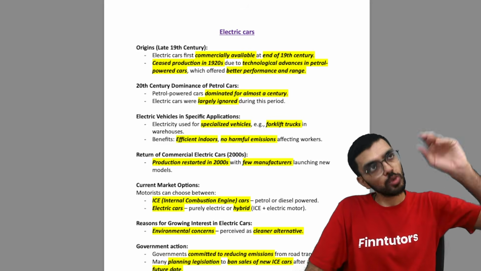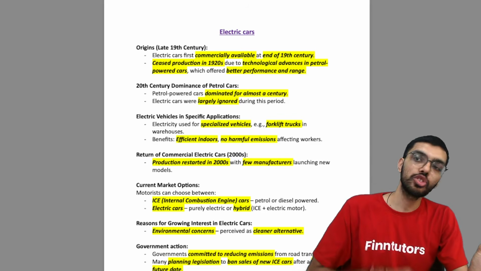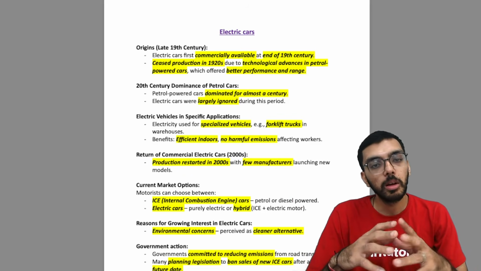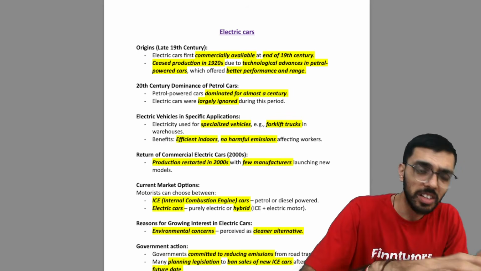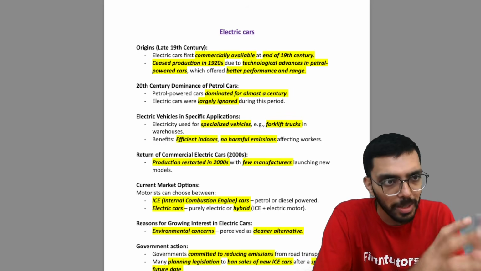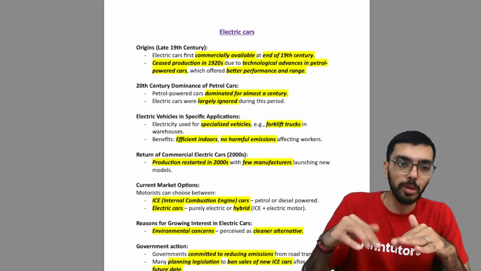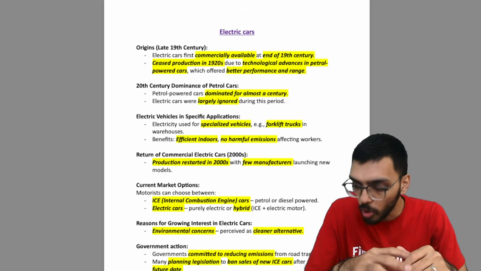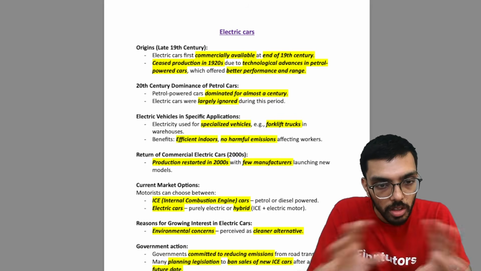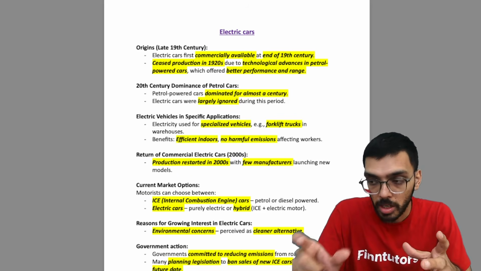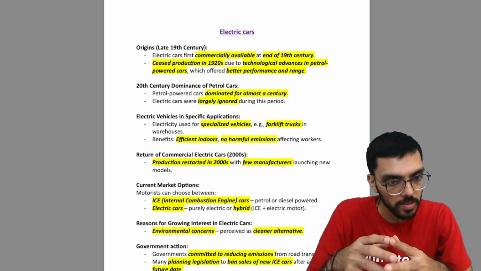So in the 19th century, there were some electric cars. In the 20th century, only petrol powered cars. Electricity was only used pretty much in specialized vehicles in factory godowns and warehouses. In the 2000s, there was a return of electric cars. Some companies launched new models.